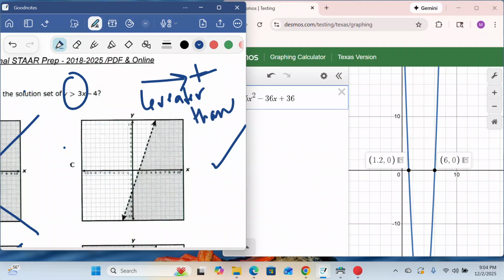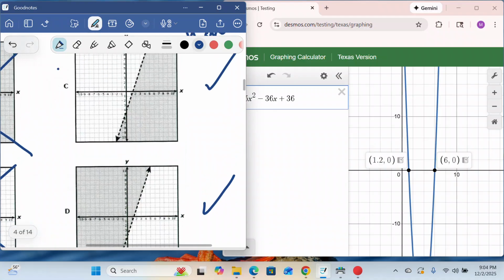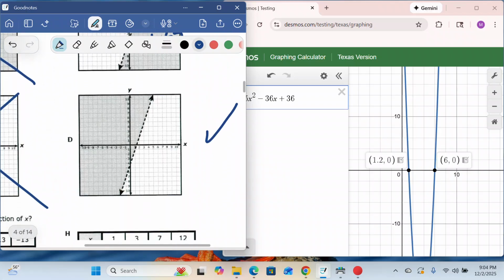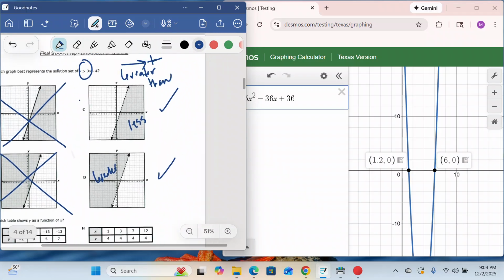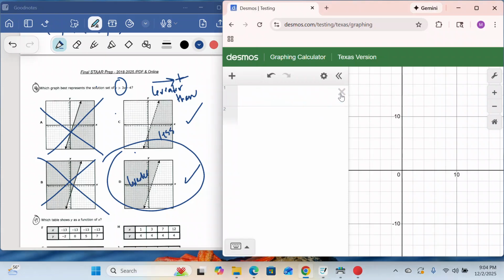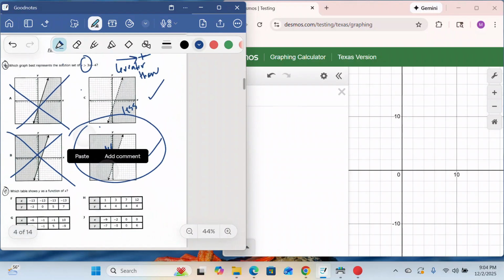So the way you do this is you have two dotted lines. It's either shaded bottom, right here. This is less than, and this is greater. So the question is, does it represent y is greater than 3x minus 4? It is letter D, because it is a greater than shading. So any of these solutions right here, because it's greater than, would be an answer. So the answer is letter D because it is dotted.